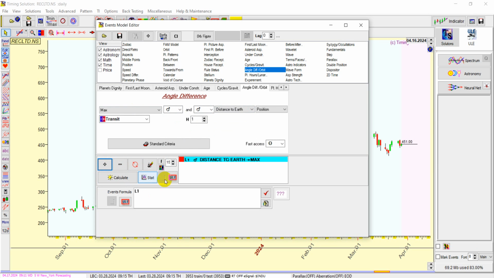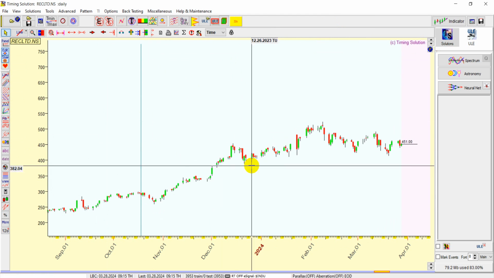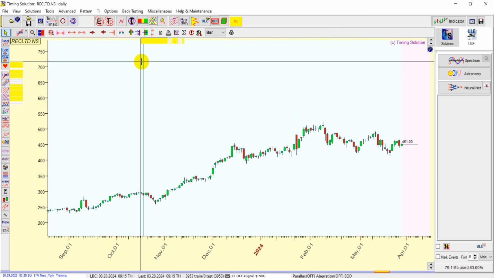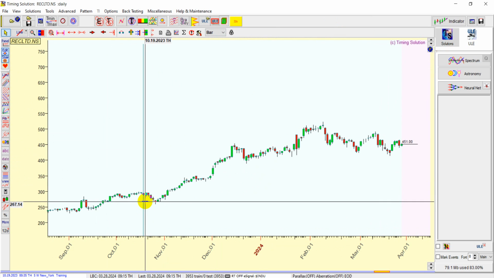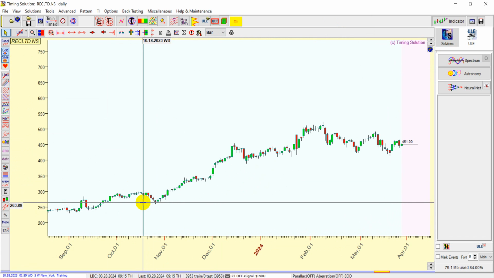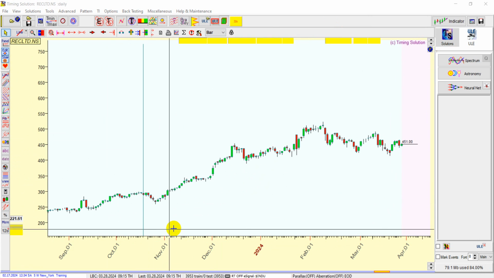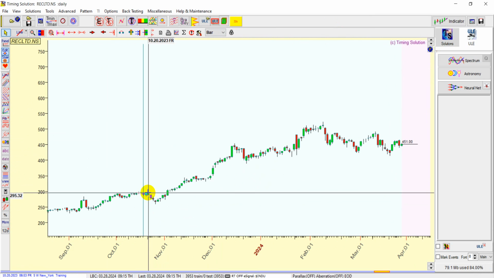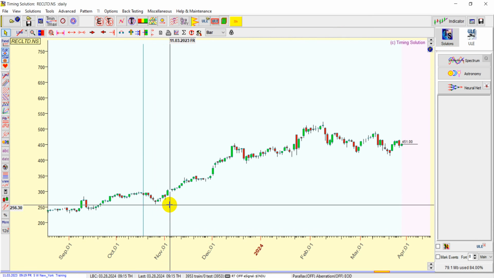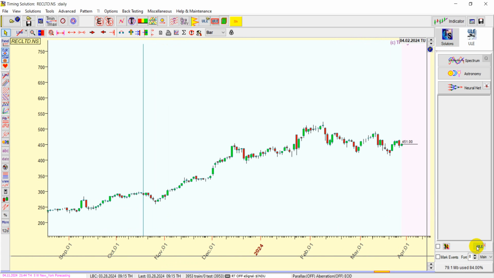So Mars distance to the Earth is maximum. Click on calculate and the dates will come. See, the date came here, and from there was a very good decline in this particular stock. From the high of 295, it fell all the way towards 260. So it's 35 points, almost a 10% kind of correction.